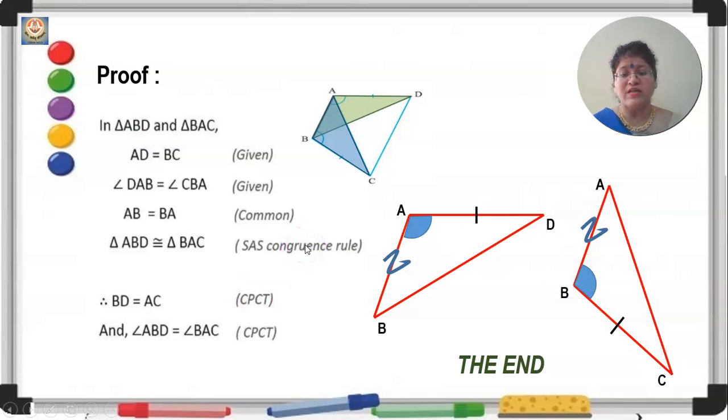Then write down the corresponding parts. Therefore, BD becomes congruent to AC because they are the corresponding parts of congruent triangles, and angle ABD congruent to angle BAC because that is also CPCT. And why is it that we have written this? Because this is asked in the proof, that you need to prove that these two are also equal. And the reason is CPCT.